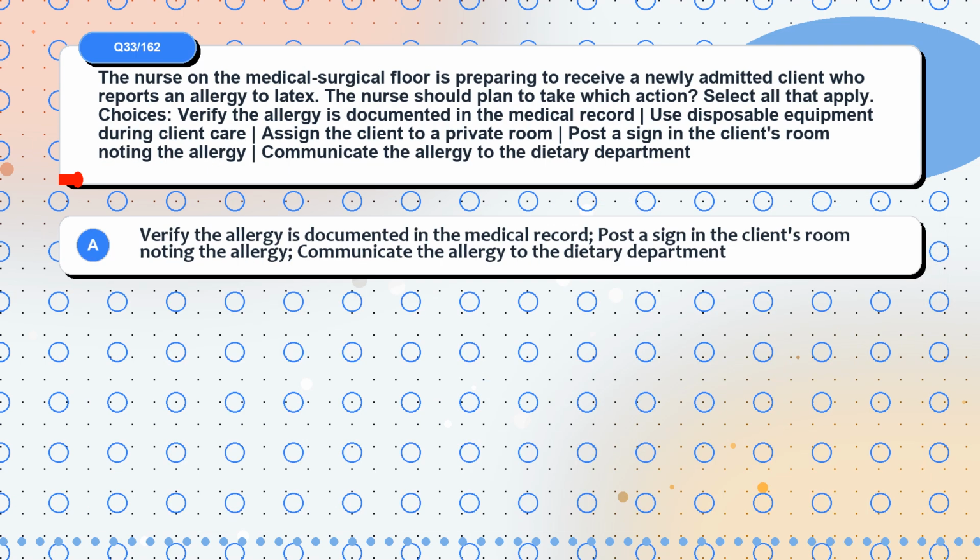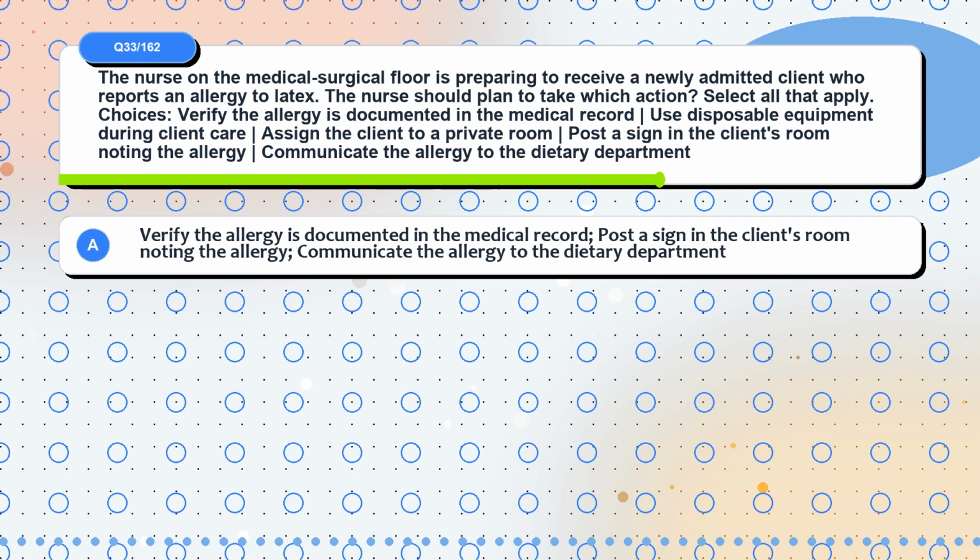Question 33. The nurse on the medical surgical floor is preparing to receive a newly admitted client who reports an allergy to latex. The nurse should plan to take which action? Select all that apply. Choices. Verify the allergy is documented in the medical record. Use disposable equipment during client care. Assign the client to a private room. Post a sign in the client's room noting the allergy. Communicate the allergy to the dietary department.